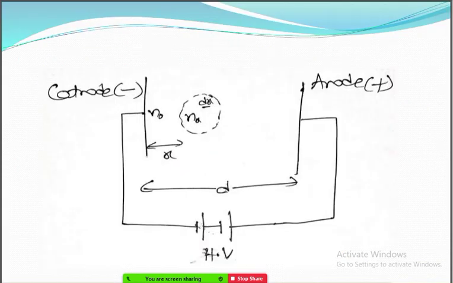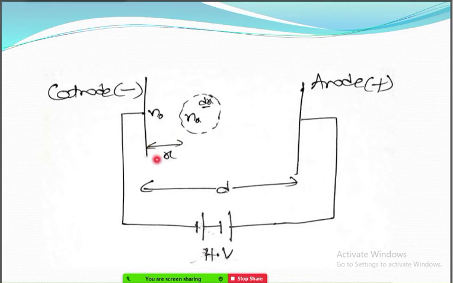Now we'll look at this diagram. In this diagram, we can get a few more points. Again, we have the cathode and anode. Here N0 is the initial number of electrons. Small d is the distance between the two plates, and small x is the distance from the cathode.